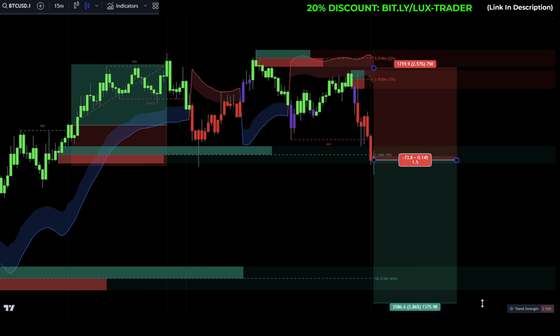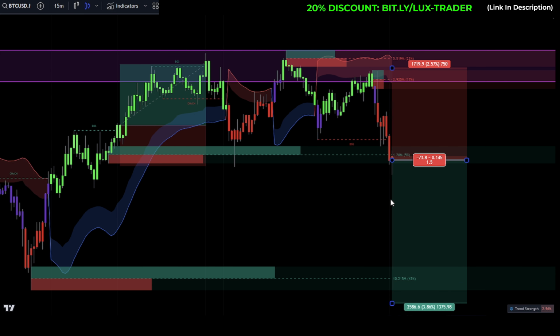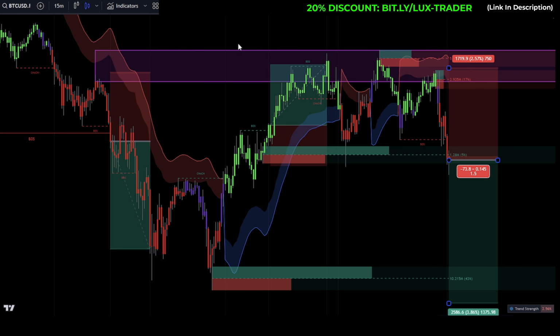But before revealing the outcome of this trade example, did you notice this supply zone? Let me know in the comments if you would still have used the order block for setting the stop loss, or if you'd rather have used the high of the supply zone.